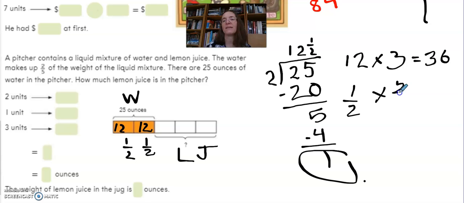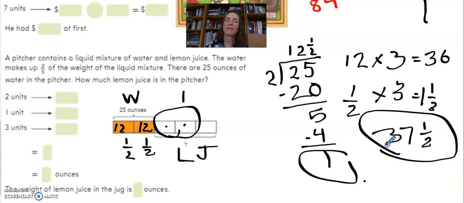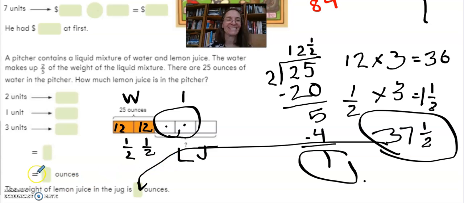And to think about this, I'm going to say, well, if I have this 1/2 and this 1/2, if I put them together, they'll make 1 and 1/2 right here. So I'm going to take 36 and add 1 and 1/2 to the 36. And 36 plus 1 is 37, and 37 plus 1/2 is 37 and 1/2. And if I took this number and wrote it into this little tiny box, I would have my whole sentence. The weight of lemon juice in the jug is 37 and 1/2 ounces. Do you see how many steps there are?